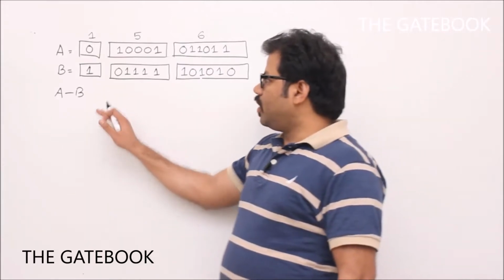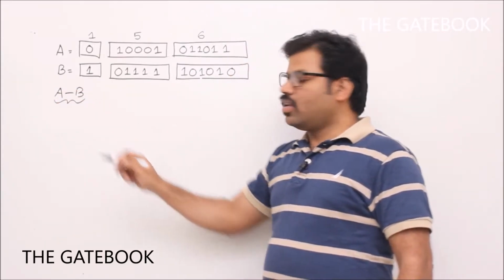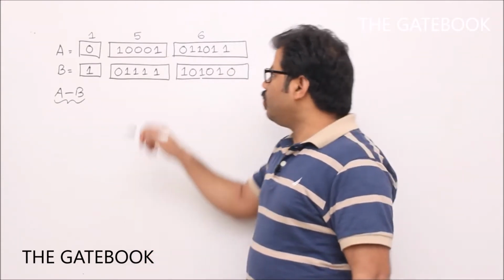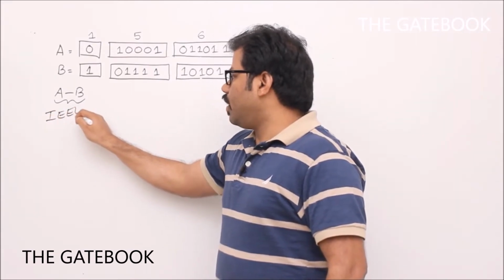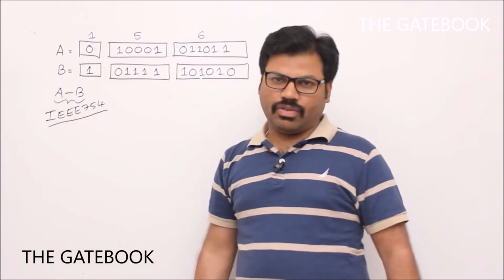Now see this example. Using this example, we will see how to do subtraction, and also we learn how to do rounding and how to use guard digits. I am assuming that our formats are in IEEE 754 format. You know the IEEE 754 format.